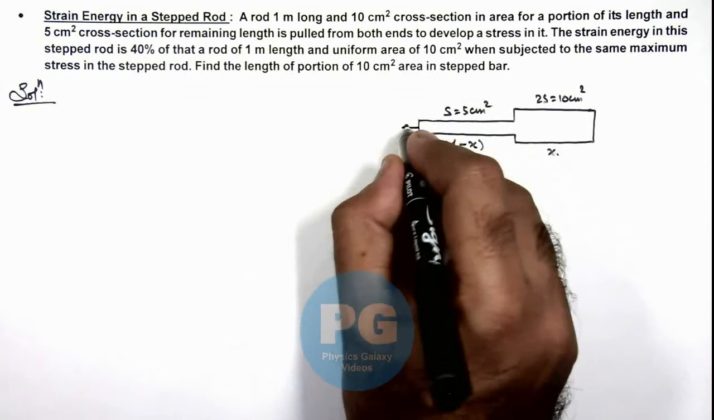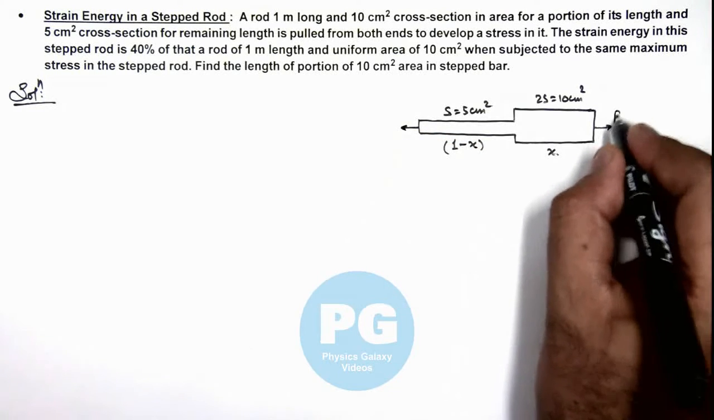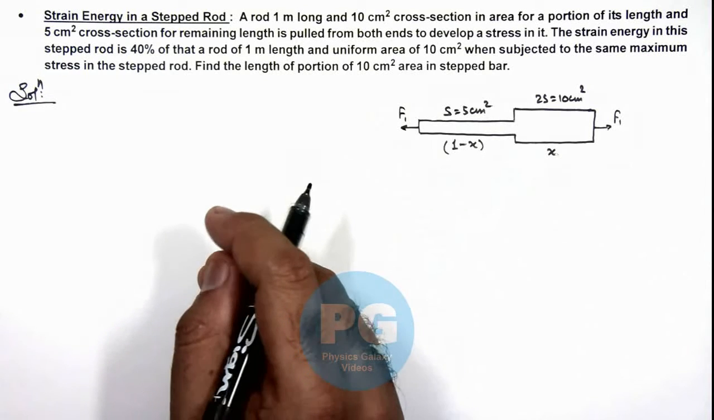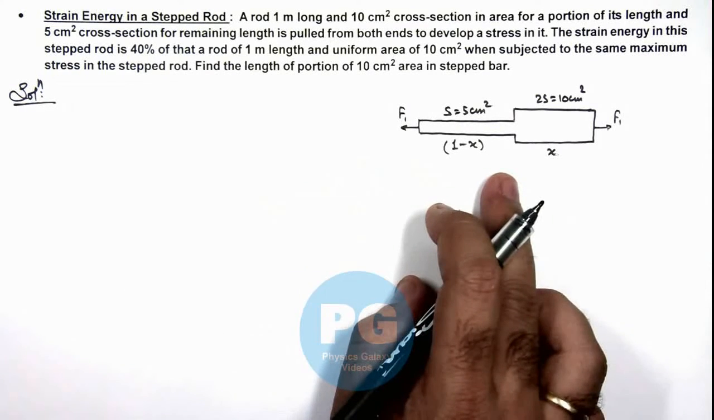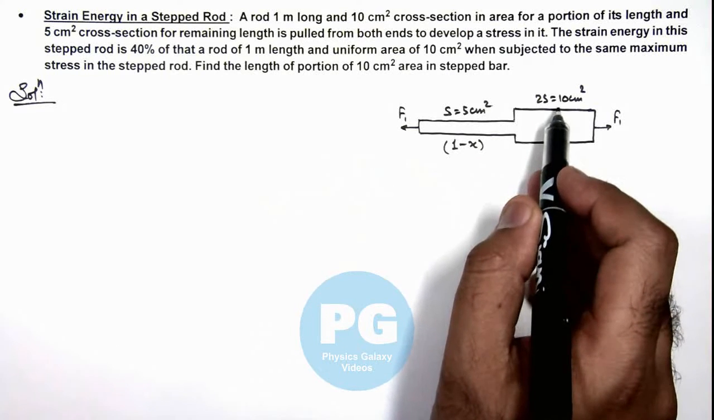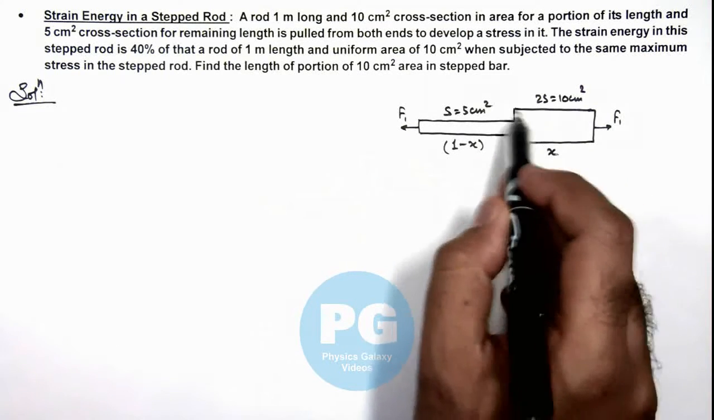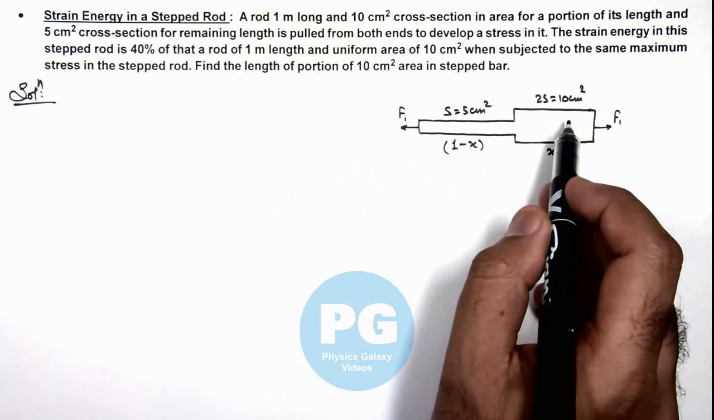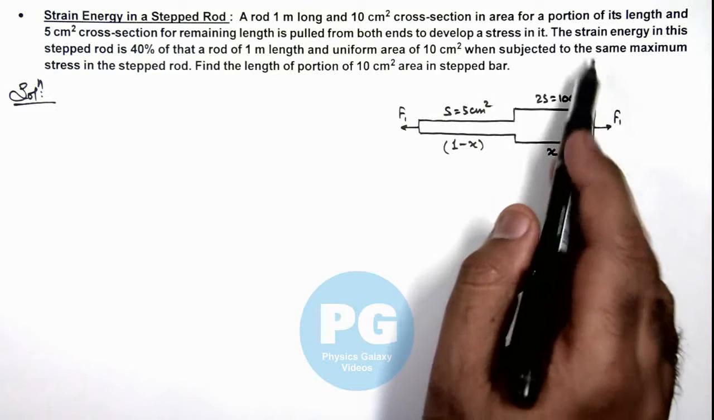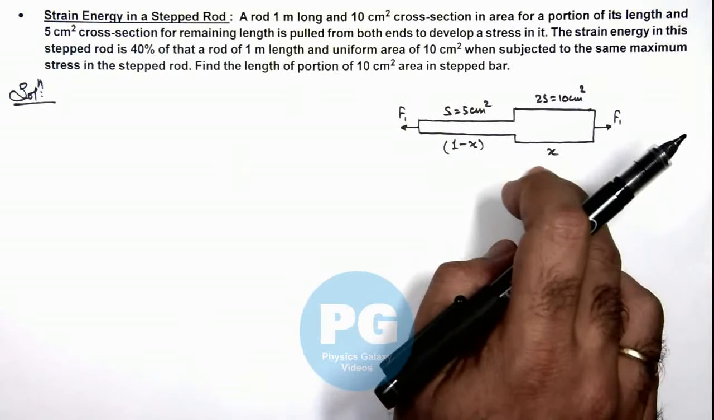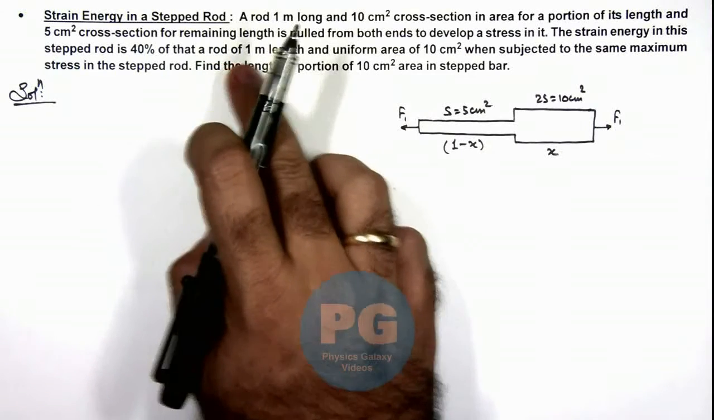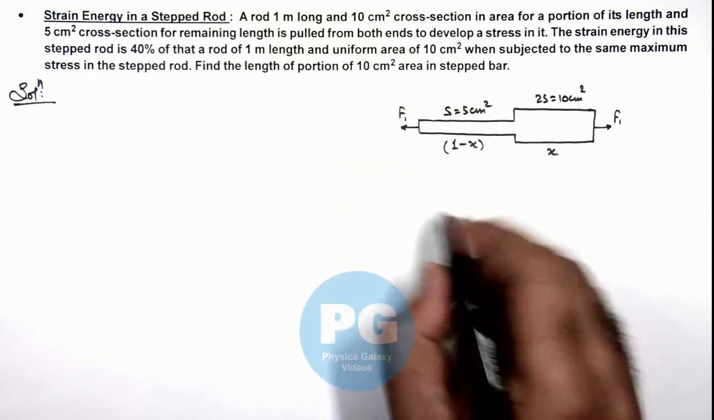And it is subjected to a stress for which, say, we apply a force F1 on both the sides. Here, as Young modulus is the same for both the portions, we can say as here the area is double, the strain in the larger cross section will also get double. So in this situation, we are given that the strain energy in this rod will be 40% of that of a rod of 1 meter in length but having uniform area.